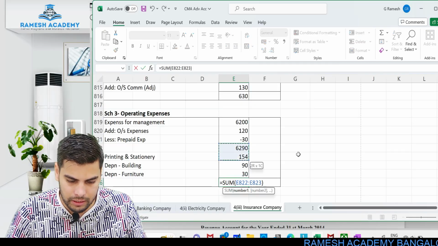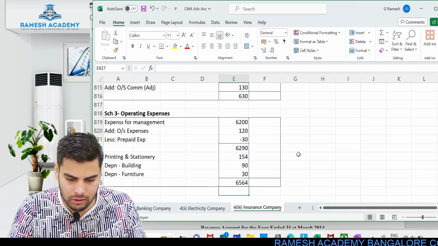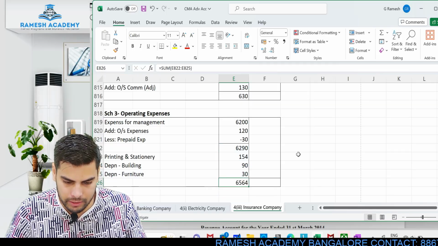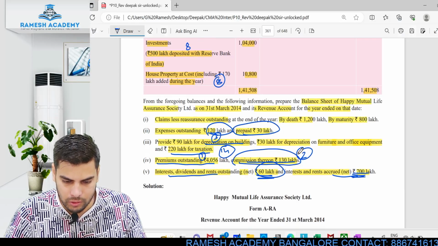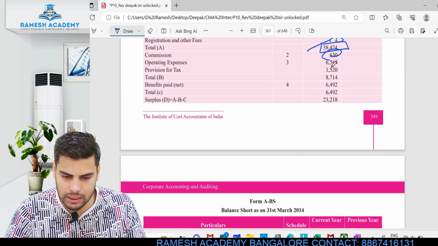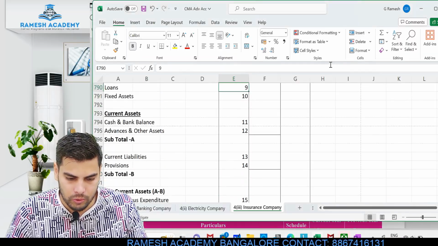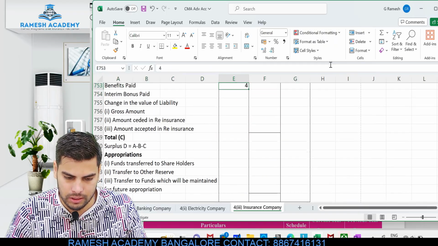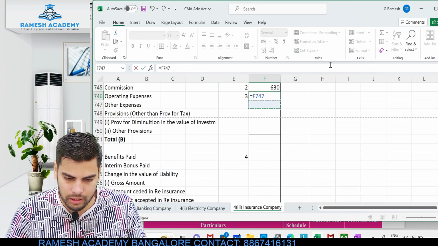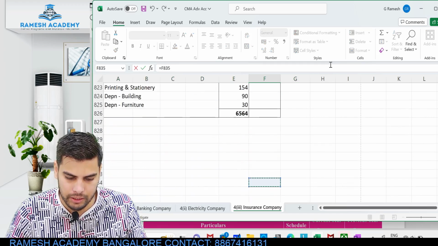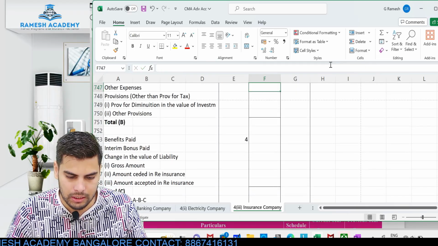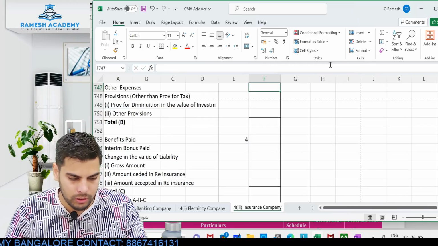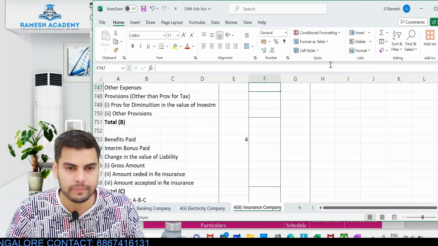So we don't have anything else. Let us just cross check with this particular value. 6564 is what we are getting. Okay, 6564. So let us just cross check with the answer. Yeah, 6564, absolutely correct. So this would be the balance of your operating expenses. So operating expenses, schedule 3 is over here. I'll just give a link to this particular value, 6564. Done.